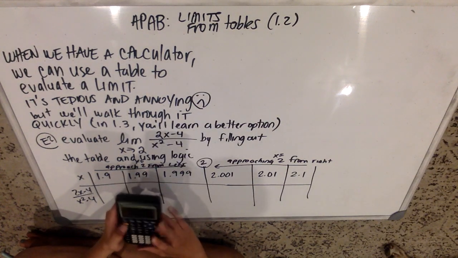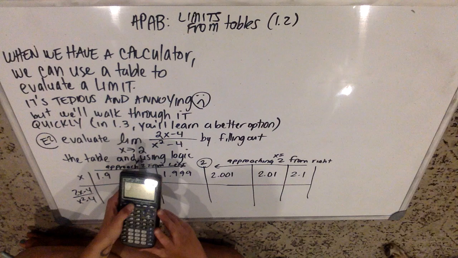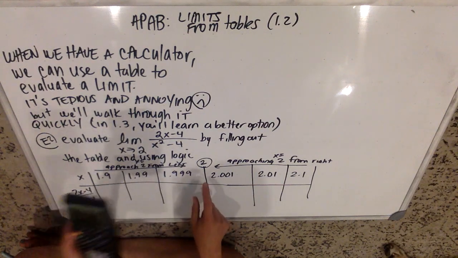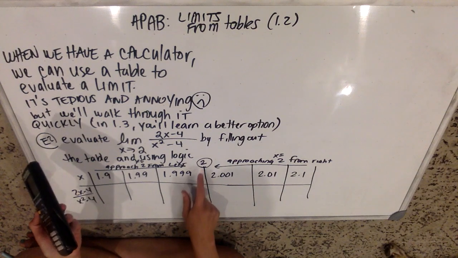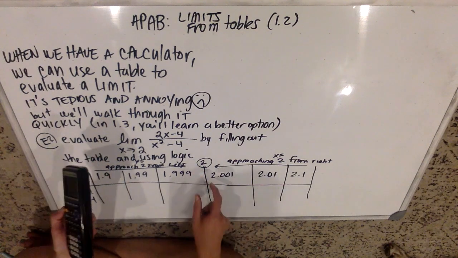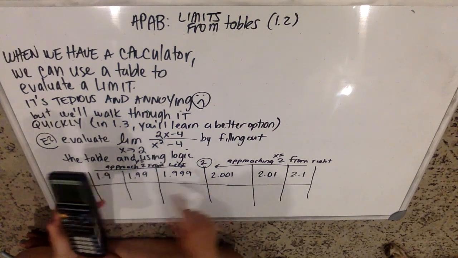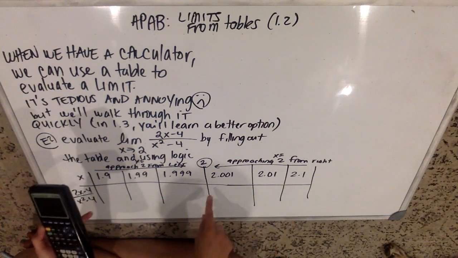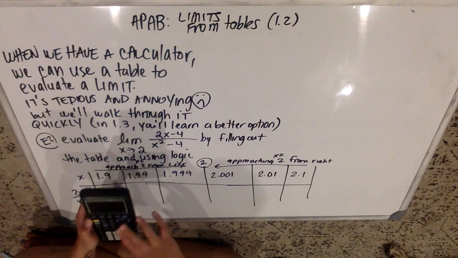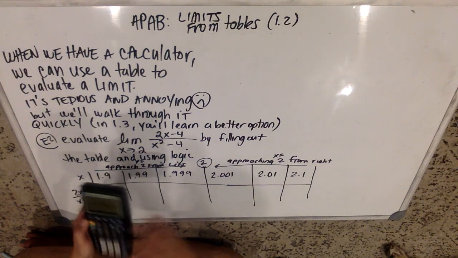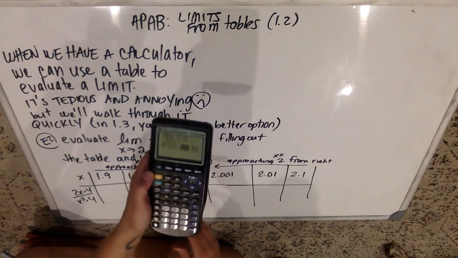Then I'm going to go to table set. Second window gives me table set. I'm going to start my table at 2. This is a little clever trick: 2 is the center, because that's the thing I'm approaching. Then I'm going to make my table go by 0.1s, because from 2, if I go 0.1 in either direction, it'll give me these two first spots. So I started at 2, and then I made it go by 0.1.